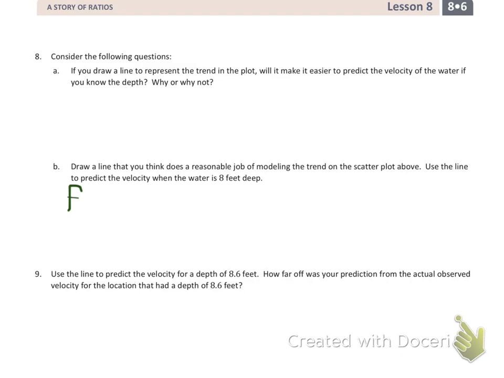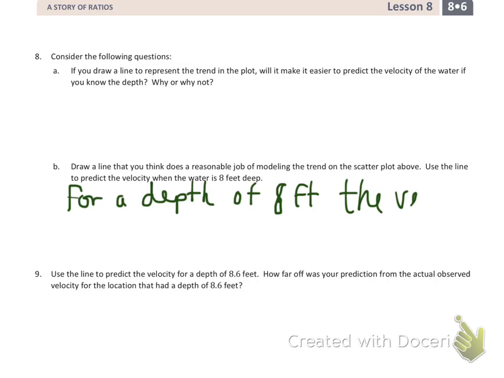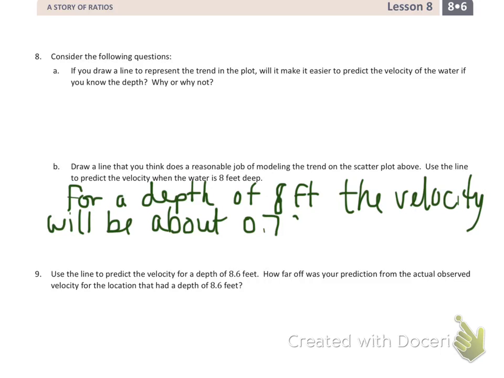So I'm going to say for a depth of 8 feet, my line predicts 0.7 feet per second. And again, you are going to draw a different line, so you will probably have a slightly different prediction for velocity, about 0.7 feet per second. Now use the line to predict the velocity for a depth of 8.6 feet.